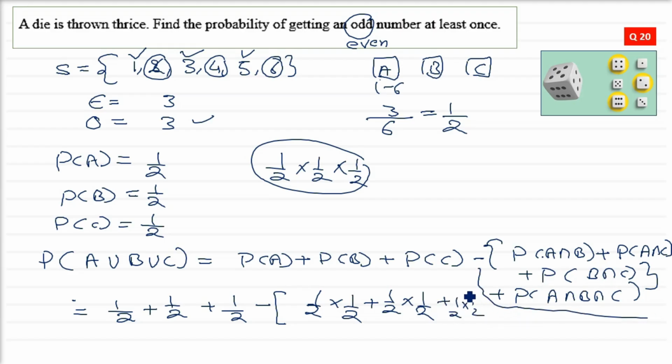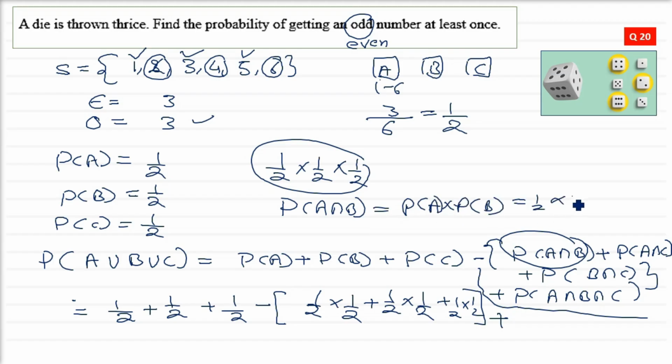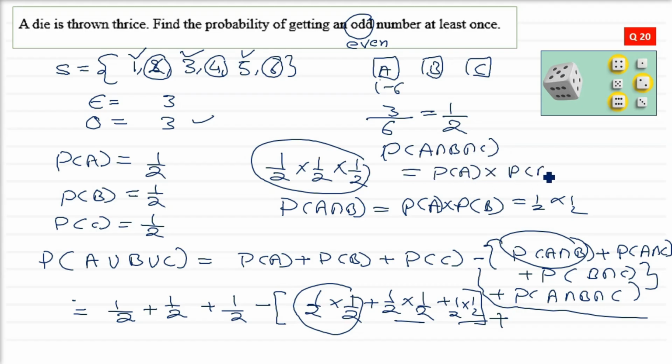The question will be in your mind that how can this be half into half for A intersection B and for the other 2 also? And how about A intersection B intersection C? See, P(A∩B), because A and B are independent, it will be P(A) into P(B). This will be half into half. So P(A∩B) is half into half, P(A∩C) is half into half, P(B∩C) is P(B) into P(C), that is why half into half. How about this last one? P(A∩B∩C). So this will be independent even, P(A) multiplied by P(B) multiplied by P(C). Half into half into half. So that's why I'm writing half into half into half.